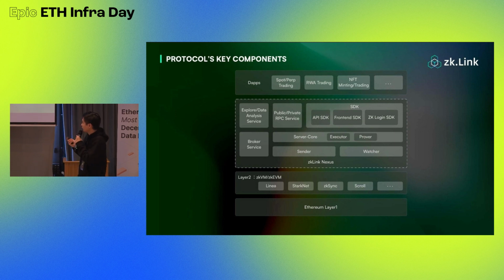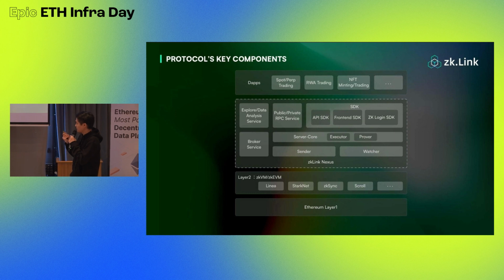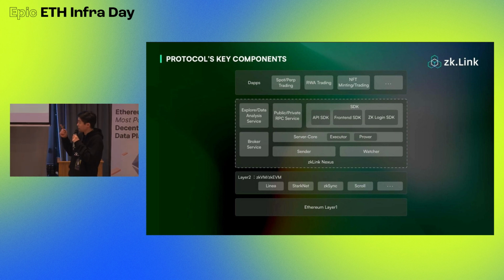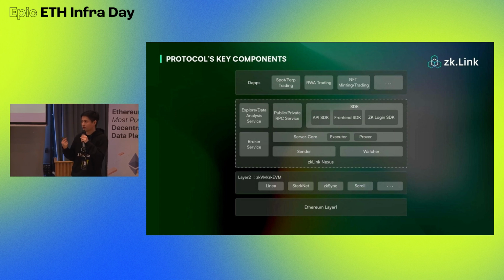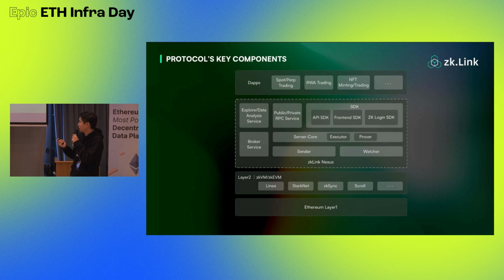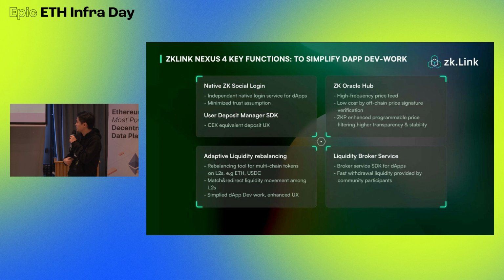And then there's also a public-private RPC service. We provide SDKs, an API SDK, for the layer 3 application builders to call the service. This means that application builders using zk.Link infra wouldn't have to program a smart contract. They just use the APIs, and the APIs will allow them to access the layer 2 blockchain and layer 1 blockchain. We also have a few specific key functions to simplify the application builder's dev work.